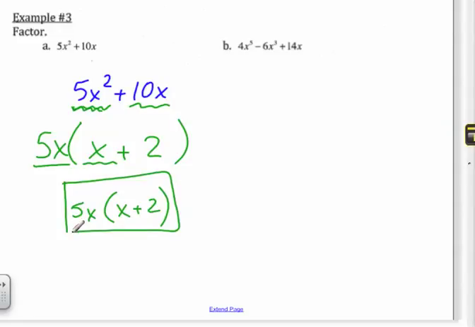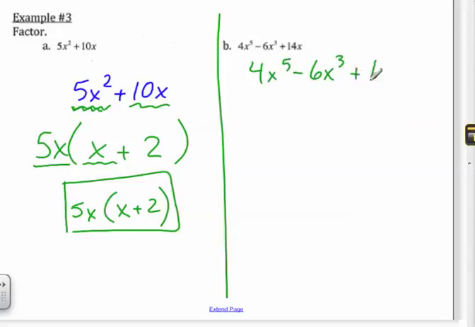Let's do the same thing for the next one. 4x to the 5th minus 6x to the 3rd plus 14x. Look at the numbers first, Chris. Is there a number that goes into all those coefficients? 2 does. Excellent. What about variables? Do they all have a common variable? X. Just x or x squared? X. Just x, exactly, because this last term, it's only x to the 1st. That's the most I can pull out.